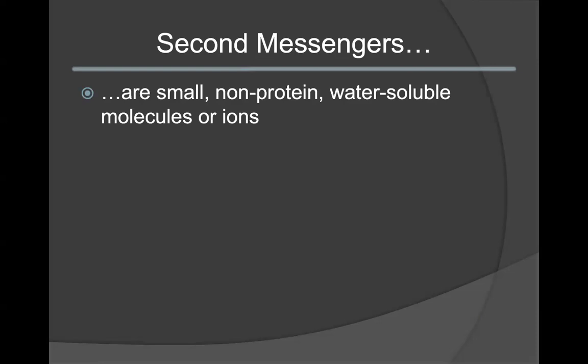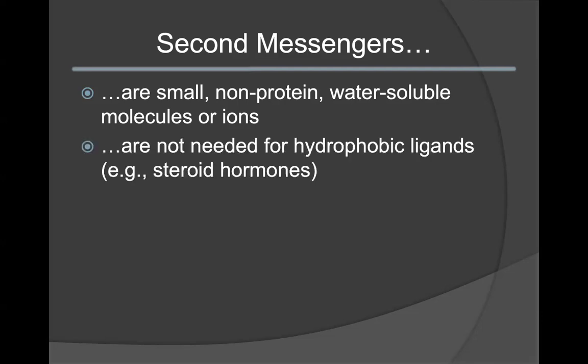In our hydrophilic pathways, we typically have the cellular response involving the production of second or secondary messengers. So what exactly are these molecules? Secondary messengers are small, non-protein-based, hydrophilic or water-soluble molecules or ions. It is important to remember that these secondary messengers are not needed for hydrophobic ligands. They are not involved in those pathways at all. They are specific for hydrophilic ligands.